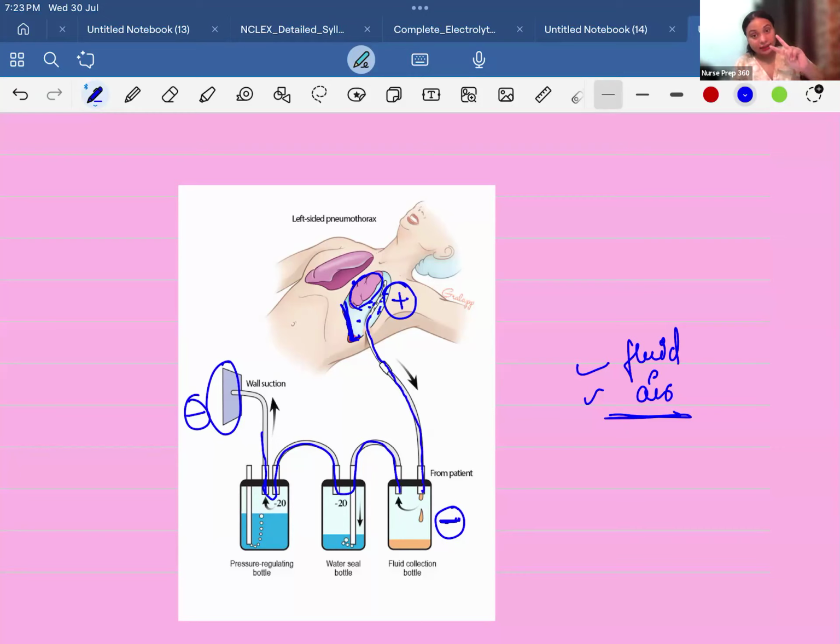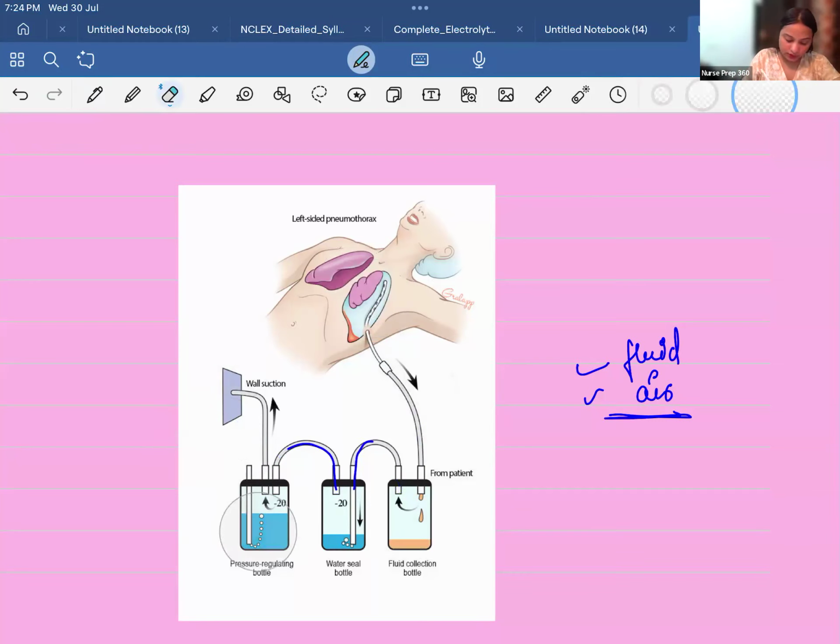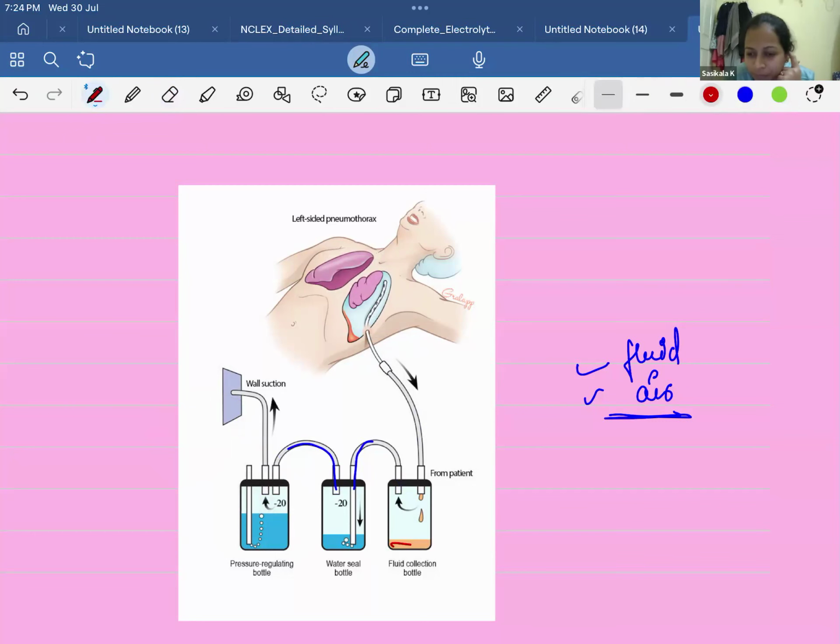There are two forces acting: gravitational force as well as suction force. Both of them are working together, and we can collect the fluid into this chamber. Can you see the fluid is moving into this chamber? Fluid collection bottle. Can you see this is the drainage chamber? Simply the fluid is being drained. If you want to remove air also from this cavity, what will you do? You will just add this tubing into this bottle.